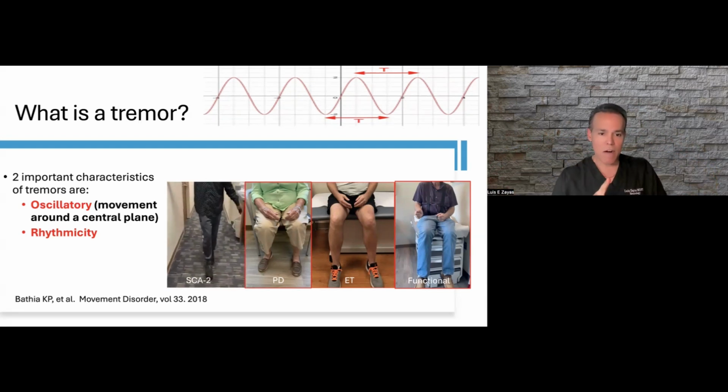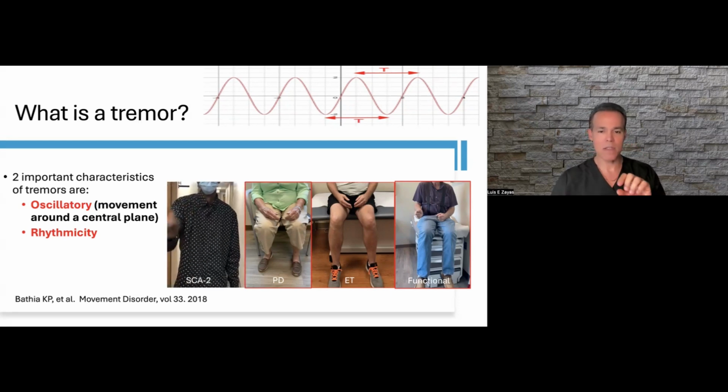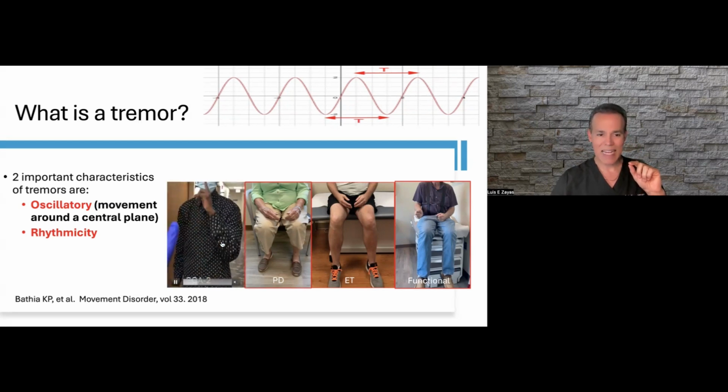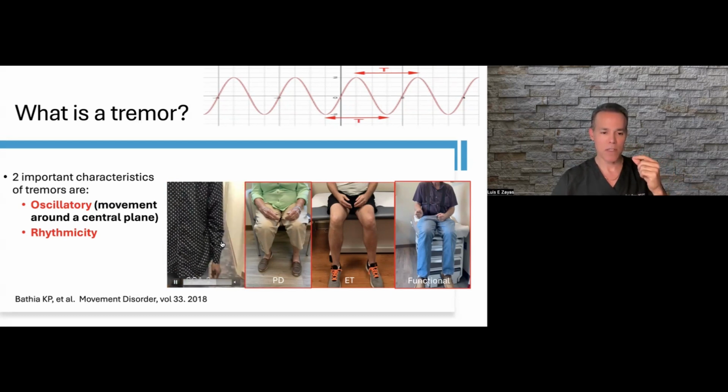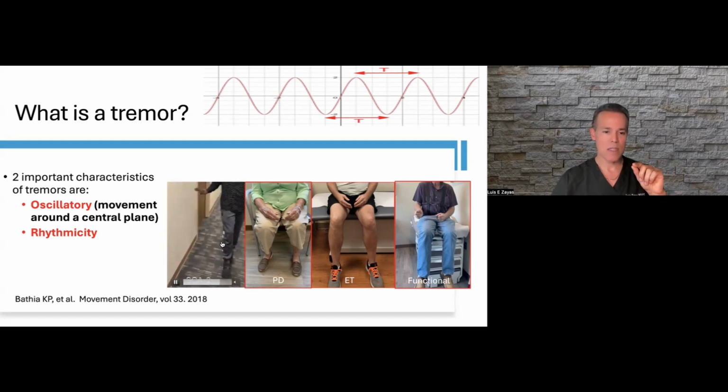Now, these are 4 videos that I have here, 4 patients, 4 different diseases. The first one is a patient with what we call spinocerebellar ataxia type 2, which is only confirmed by genetic testing. So this patient has a confirmation of the disease, and you see the degree of ataxia. He barely can do tandem gait. Actually, he cannot do tandem gait. This is what we call tandem gait.